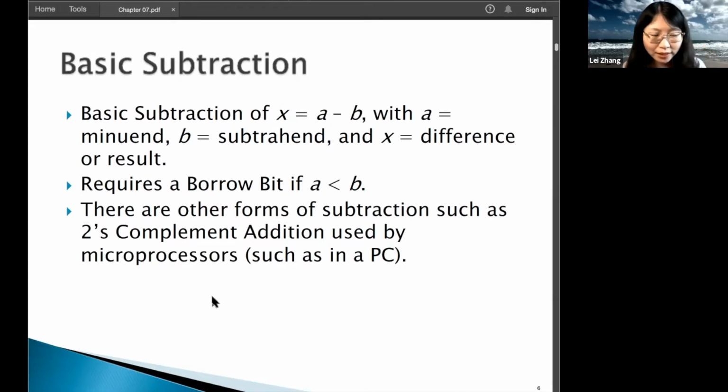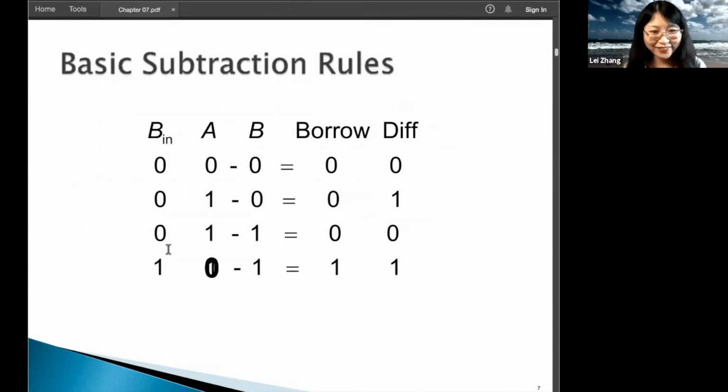There is another form of subtraction, which is 2's complement, and it's coming up in the next few slides. It's a very efficient way of doing subtraction. In fact, that is why the 2's complement format is defined, because with 2's complement we can do subtraction using a simple adder. You will see what I mean very soon. Okay, let's have a look at these subtraction rules.